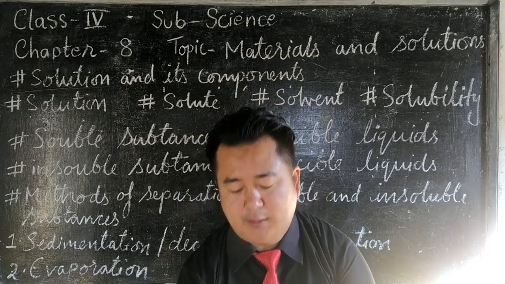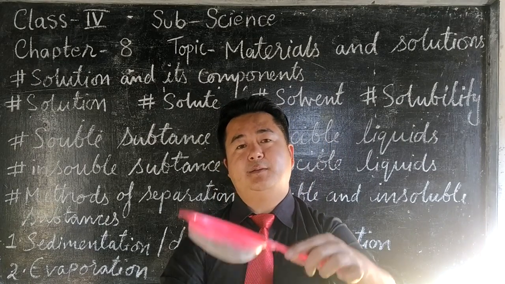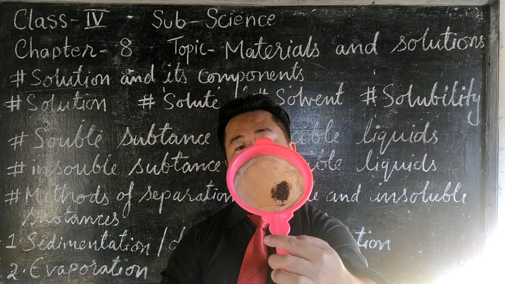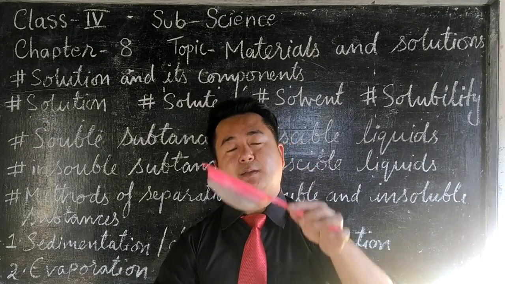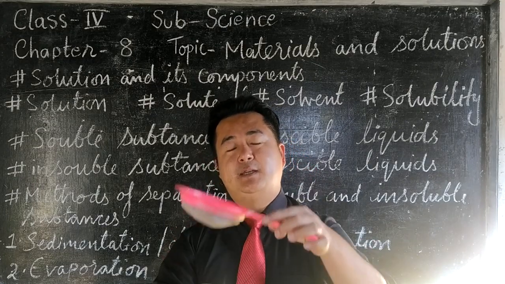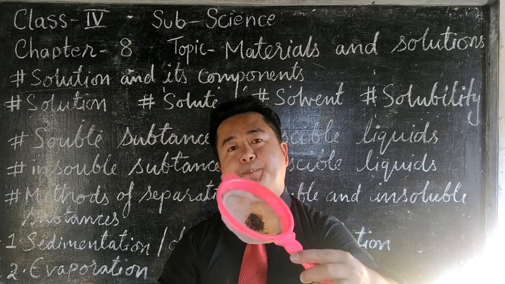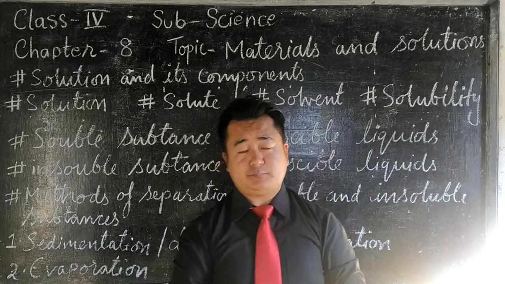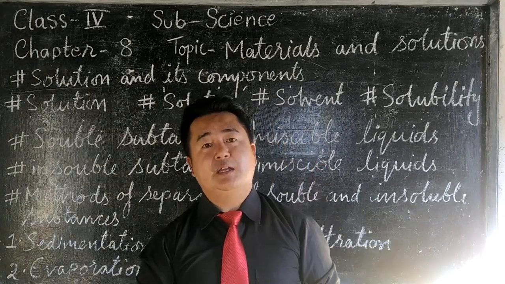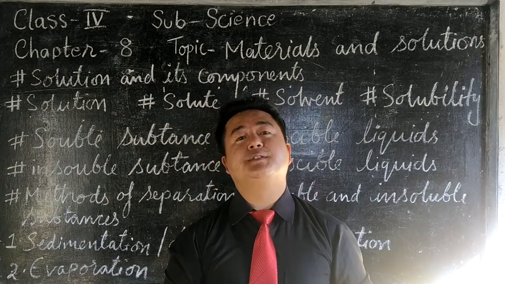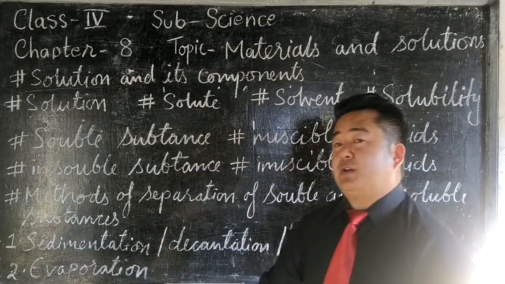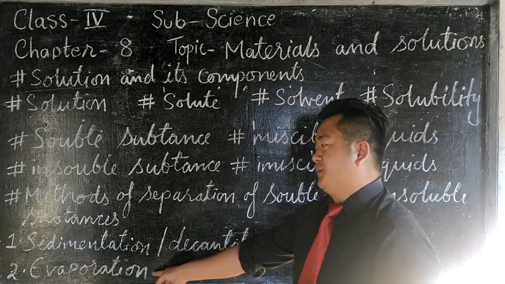What happens when you filter it? All the insoluble substance remains in the filter. You have seen your mother while preparing tea, the insoluble substance remains in the filter. And in order to make it very clean filtration, you can use a filter paper. And we have another method, that is evaporation.